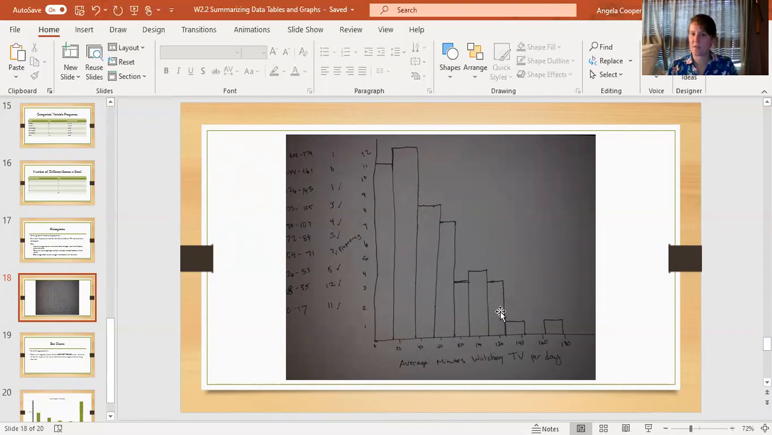So notice how all these bars are touching except in this interval here, because in the 144 to 161 interval, there were no children that watched TV between 144 and 161 minutes in a day. So instead of just having this bar touching that one and making it seem like there was someone there, we just skip it. So like I said, the only time when histogram bars do not touch is if there is just no one to fill this interval. So we didn't have anyone between the 144 and 161 group. So when we graph it in our histogram, we just skip straight to 161 and graph the one person there.